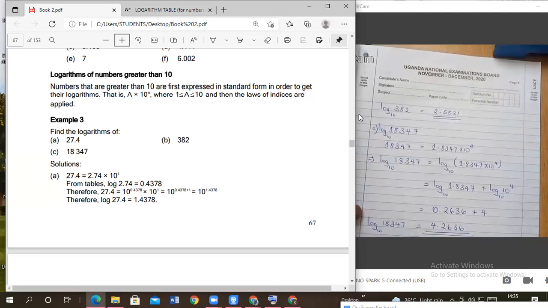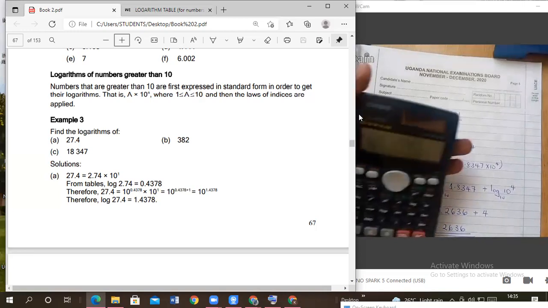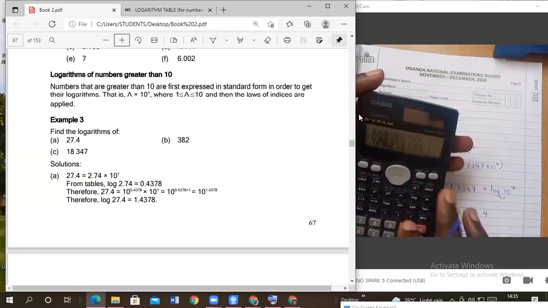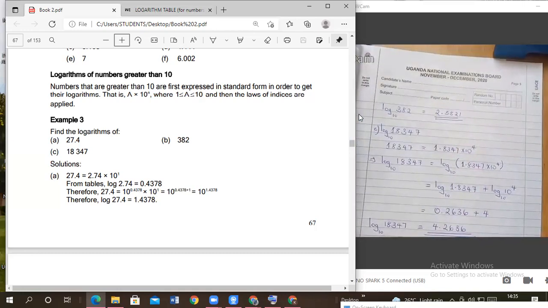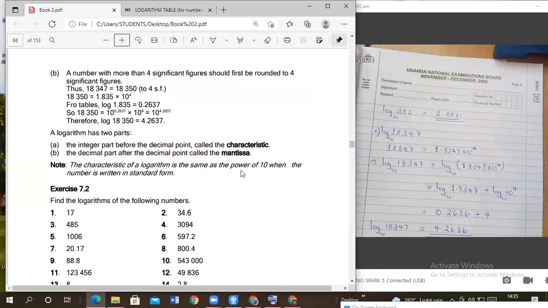That is log to base 10 of 18,347. Prove your answer. Log of 18,347. There we are. Have you seen? Yes. Ask me, members. Ask me any question.